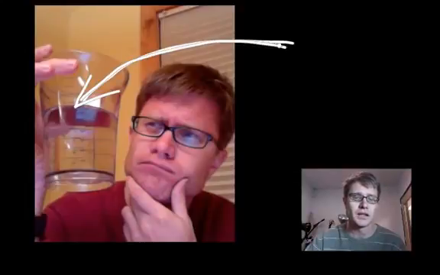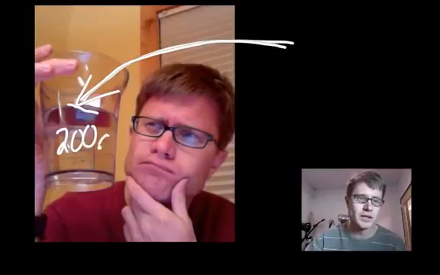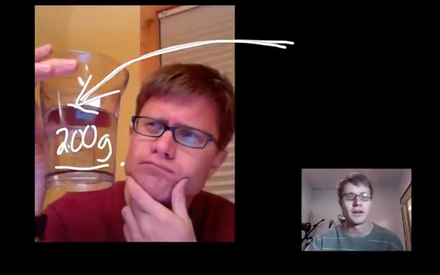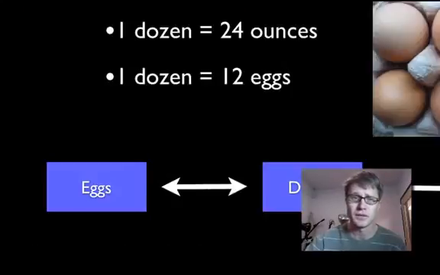By the time you're done with this, you should be able to take the amount of water inside this beaker, which looks like about 200 milliliters and thereby 200 grams of water, and figure out how many molecules of water are actually in that. So let's get to it.